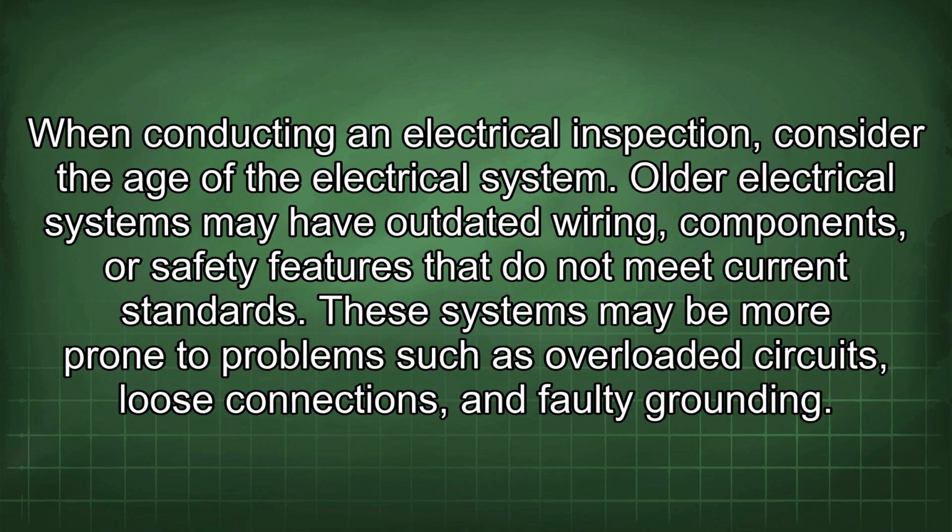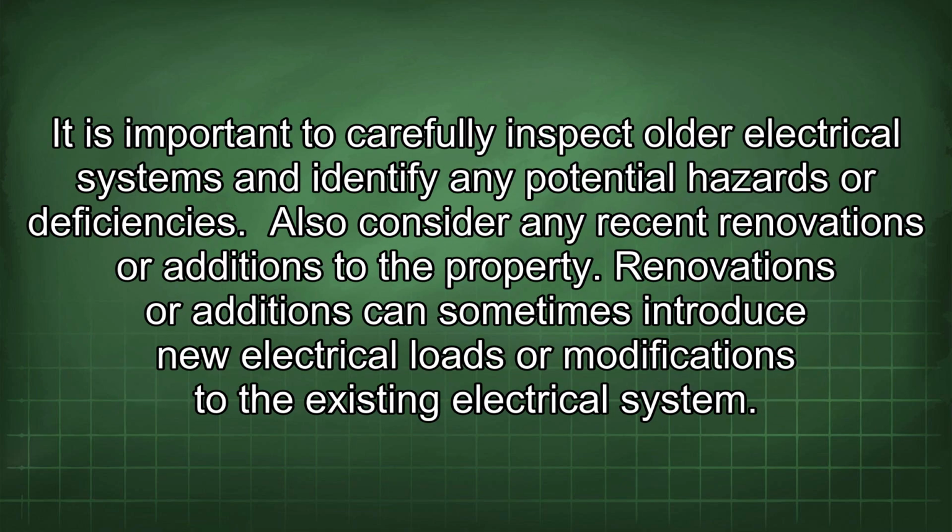When conducting an electrical inspection, consider the age of the electrical system. Older electrical systems may have outdated wiring, components, or safety features that do not meet current standards. These systems may be more prone to problems such as overloaded circuits, loose connections, and faulty grounding. It is important to carefully inspect older electrical systems and identify any potential hazards or deficiencies. Also consider any recent renovations or additions to the property.